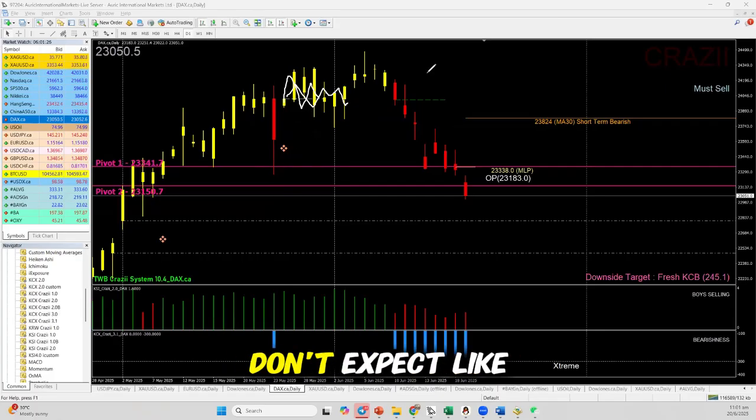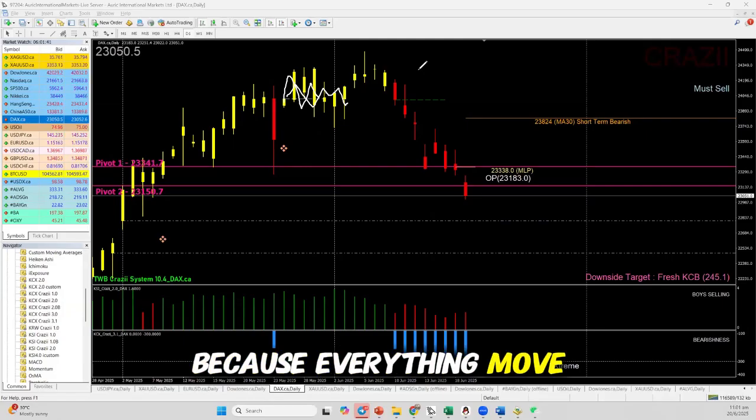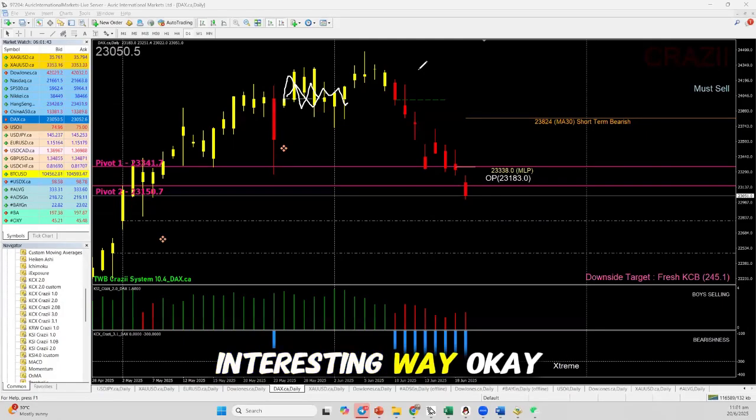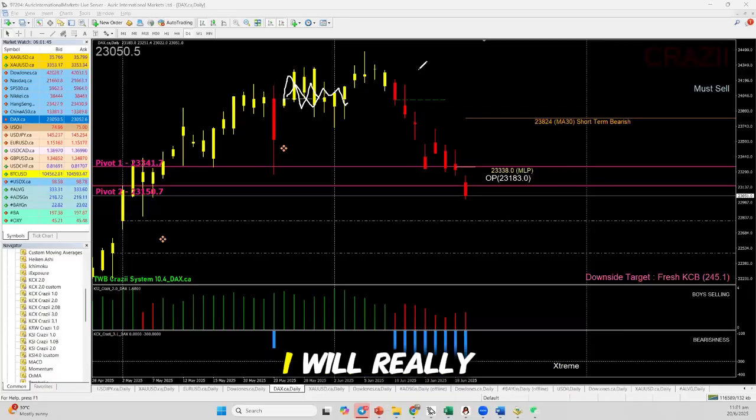Now, day chart trading, don't expect 1 to 3, 1 to 4 so easily. Day chart trading, unless it's for a few weeks itself, the maximum is about 2 to 3 days only. Because you will see from the chart itself, it's very difficult to have a long-term trade because everything moves in a very interesting way. Okay, all clear? So I will really advocate traders to do day chart trading.